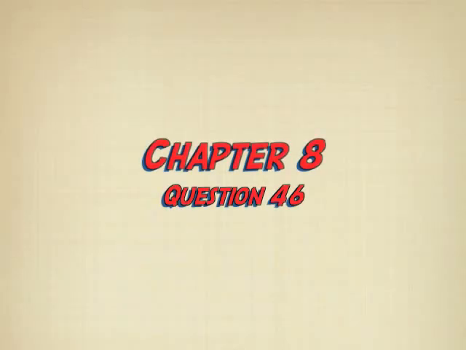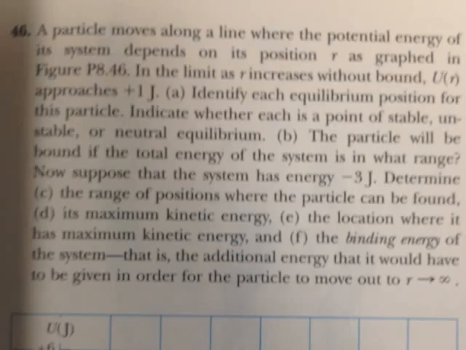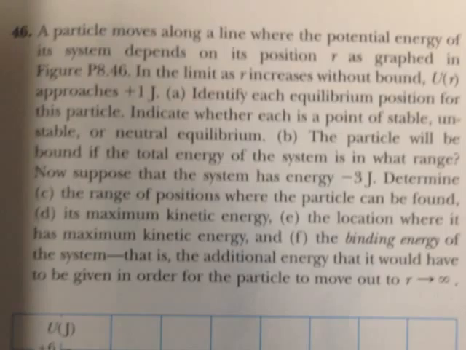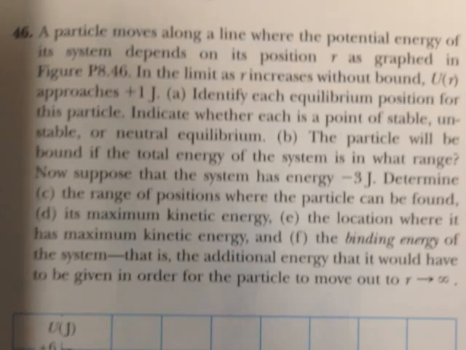Welcome to Chapter 8, question number 46. The question reads, a particle moves along a line where the potential energy of its system depends on its position r is graphed in figure 8.46. In the limit as r increases without bound, U(r) approaches plus 1 joules.